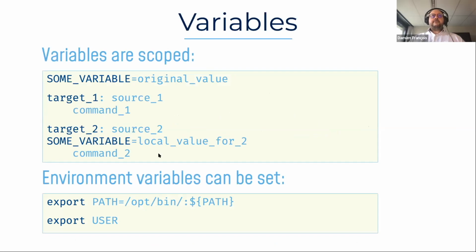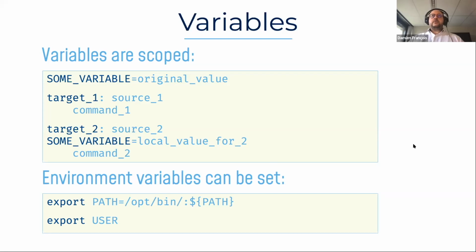With the addition of variables, so just like in a Makefile, you can define some variables to be some value, and the variables here in this context are scoped, meaning that if you define the variable at the beginning of the file, the value is valid for all targets and all rules. But if you redefine it inside the definition of a rule, it can take another value specifically for this rule. Also, you can specify environment variables that can be set with the export command.